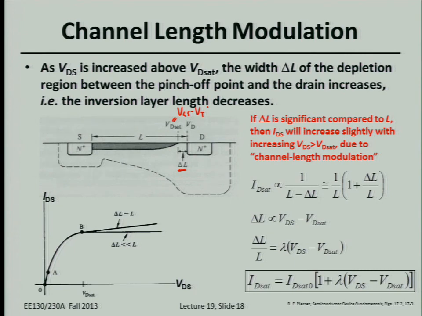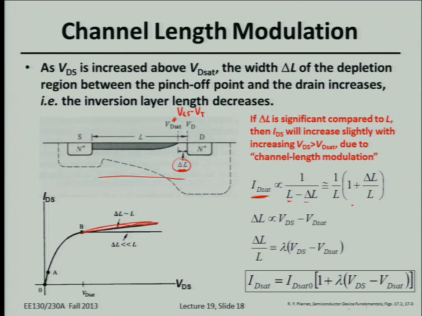And if you're increasing the lateral electric field, you're increasing the drift velocity. So if this delta L is significant, on the order of several percent or 10% or more compared to L, then you can see a significant increase in current as you increase VDS above the pinch-off voltage, above VD sat. The current depends on the length of the inversion layer, which is L minus delta L. And if delta L is small, you can write it like this.